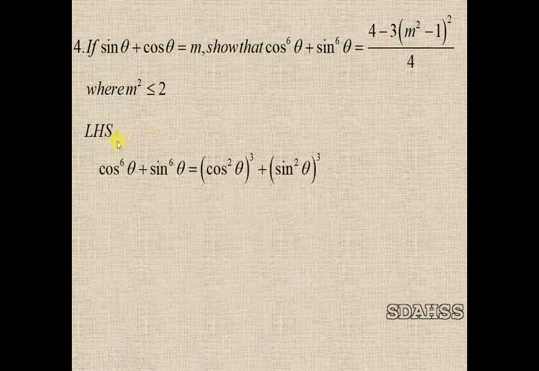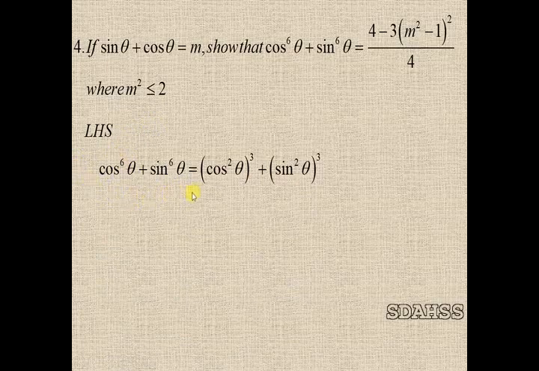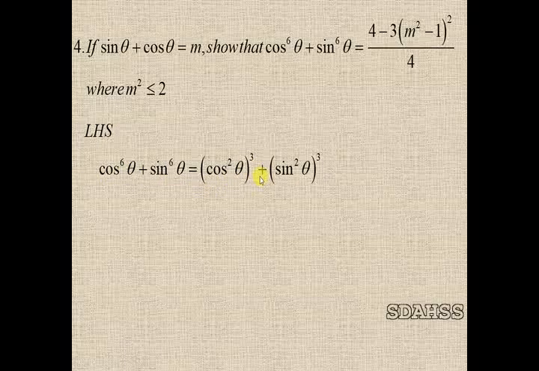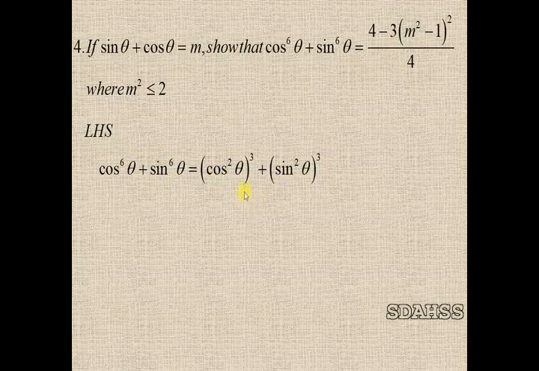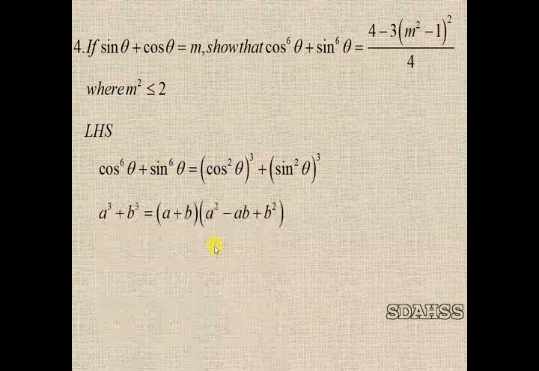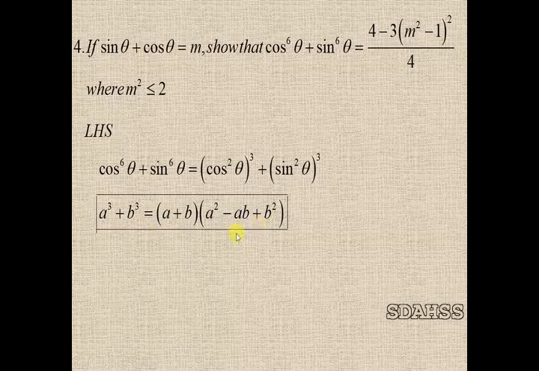Consider the LHS. Cos power 6 theta plus sin power 6 theta. Cos power 6 theta can be written as (cos square theta) whole cube plus sin power 6 theta can be written as (sin square theta) whole cube. Now this is the form of a cube plus b cube. A cube plus b cube is (a plus b) into (a square minus ab plus b square).